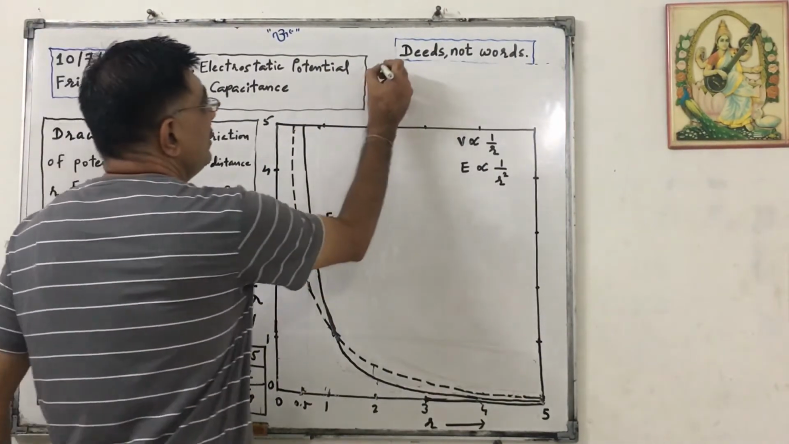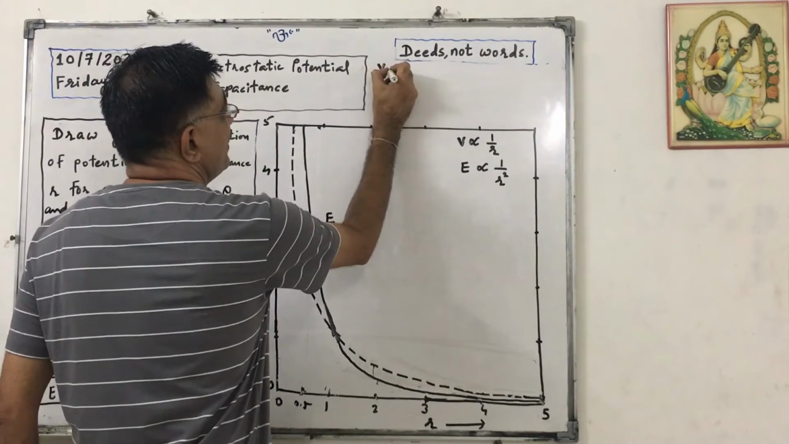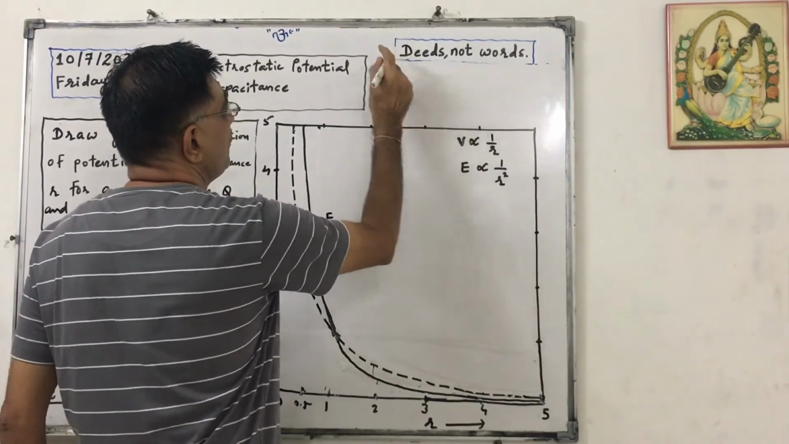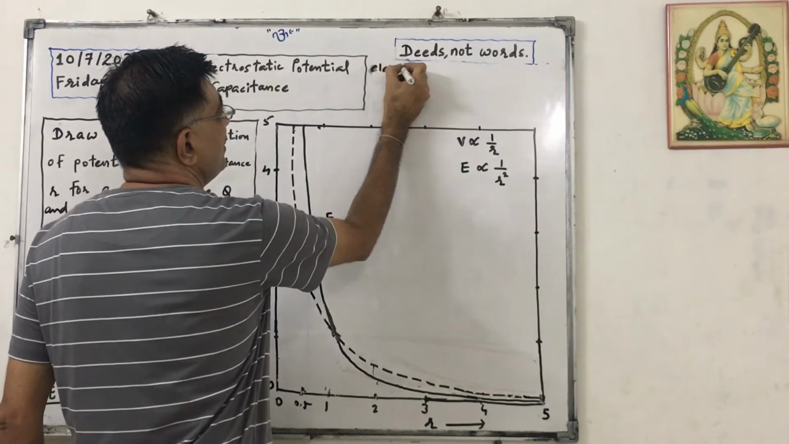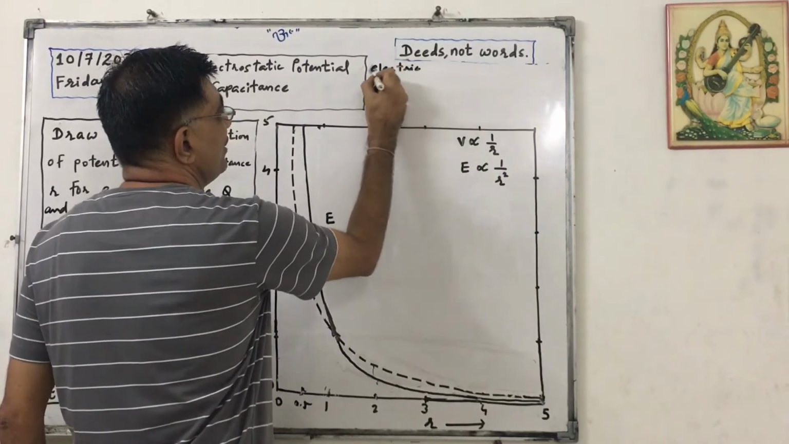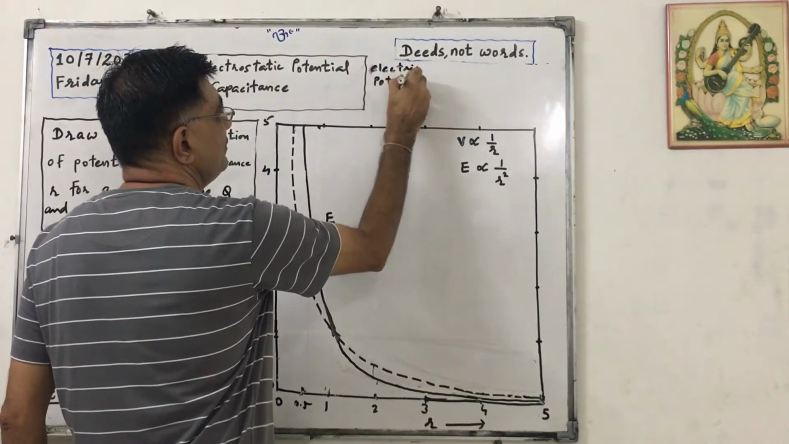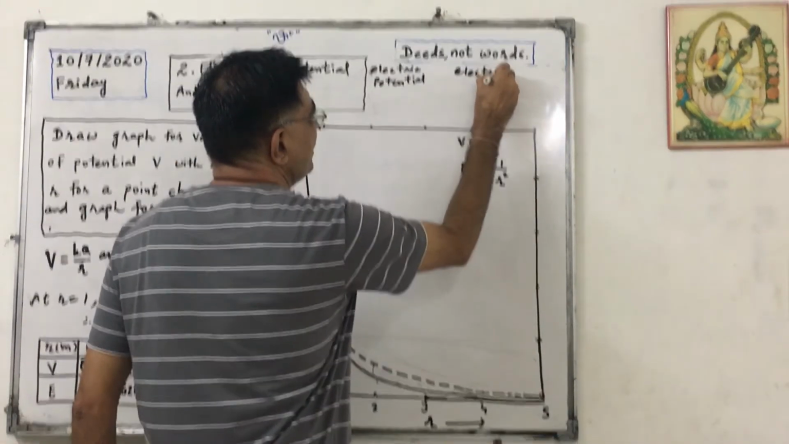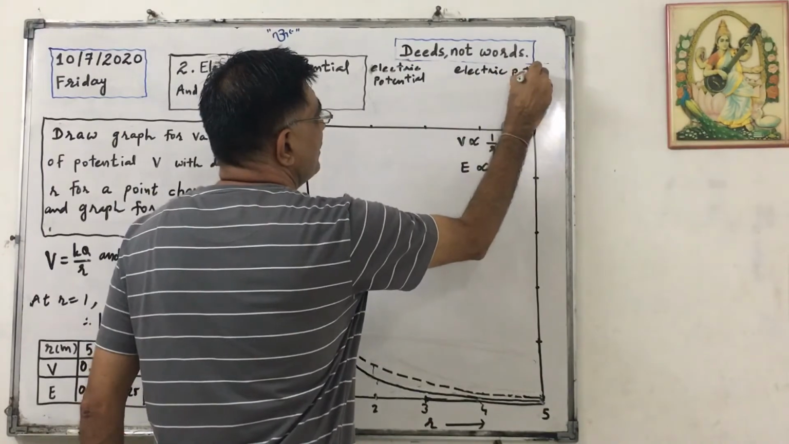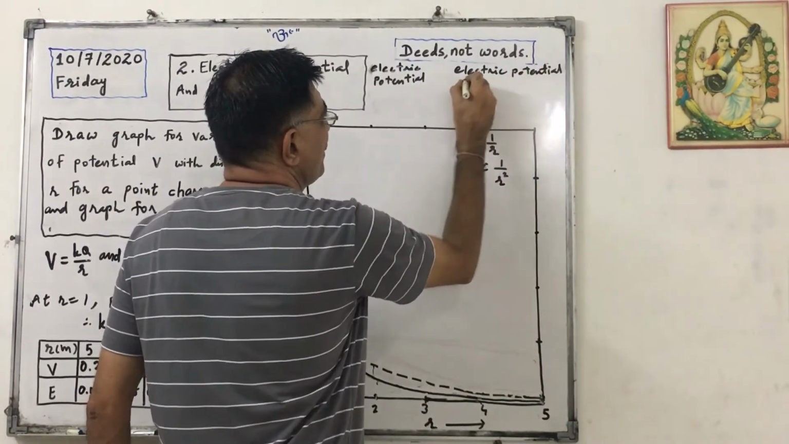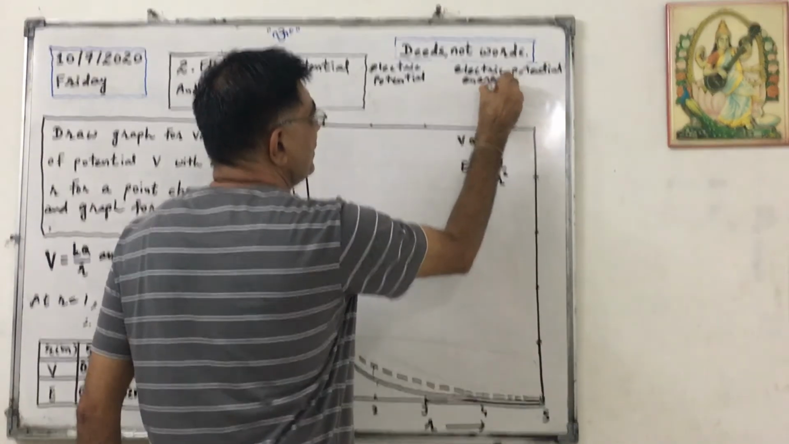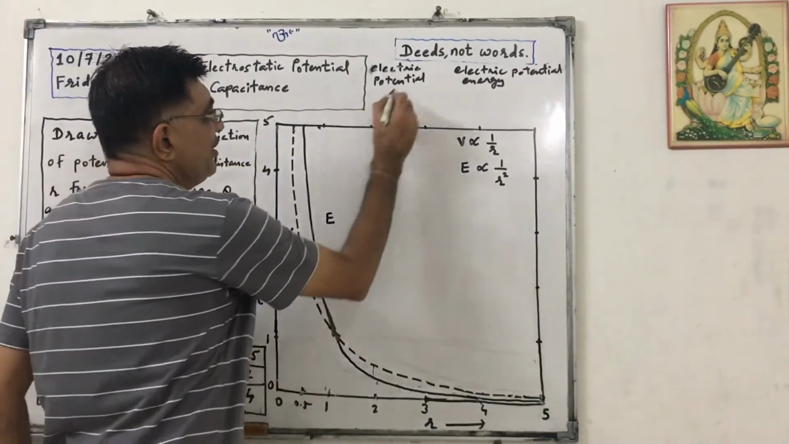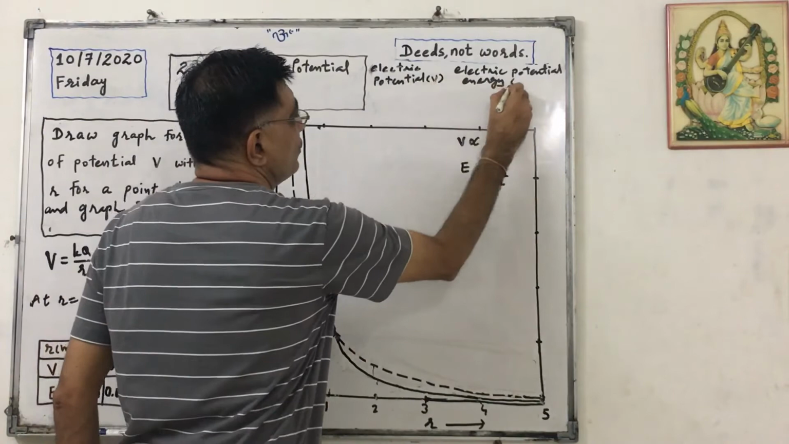Now let us discuss the difference between electric potential and electric potential energy. According to definition, this is V, this is U.